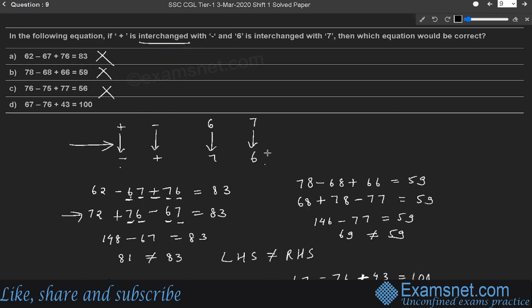Therefore, for this question, the correct option will be option D, which is 67 minus 76 plus 43 is equal to 100. So in this type of question, all we have to do is interchange the given values, and then we have to see whether left hand side is equal to right hand side or not. Okay. I hope you are clear with this.